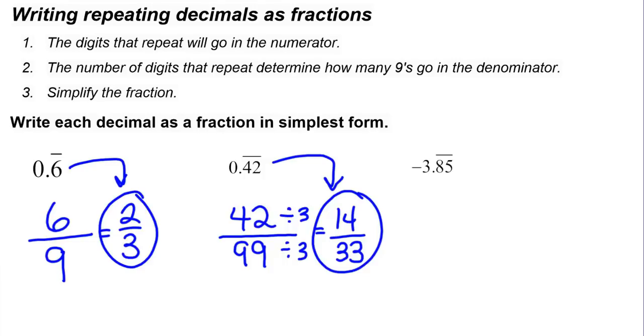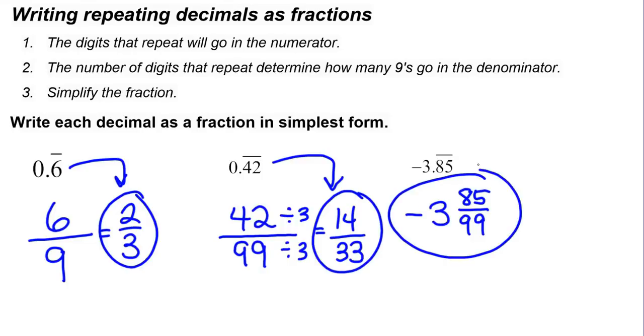Looking at this next one, we have -3.85 repeating. Well, I know this is going to be a mixed number. -3 and what? Well, the 8, 5 are the two numbers that repeat. That goes in the numerator. And two numbers repeat, so I'm going to put two 9s in the denominator. And that is actually in simplest form. 85/99 does not reduce, so I'm going to leave it like that. And then we saw that we can turn a mixed number into a fraction, but I'm not going to do that here. We can just show that we can convert this to a mixed number that is a rational number.